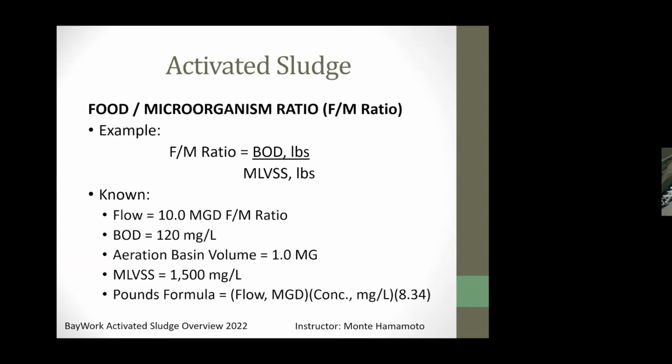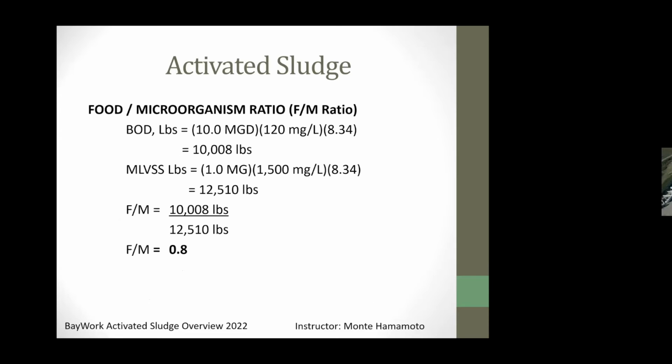And again, this is just a quick math problem I threw in here as the F to M. I'm not going to spend much time on it because I really want to get to the next section. But if you download this, you'll be able to see this is what's known, your flow, your BOD. It gives you your aeration basin volume, your MLVSS, and the pounds formula, which is what it's all about with the F to M. And then you plug all those numbers into the formula, and you'll come out with 0.8 days in this particular calculation. So again, it's just an example of a math problem that you guys may be faced with on your certification exams.